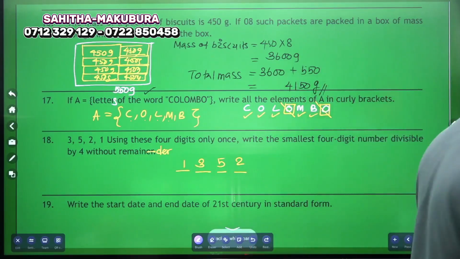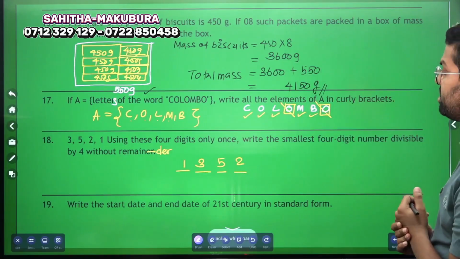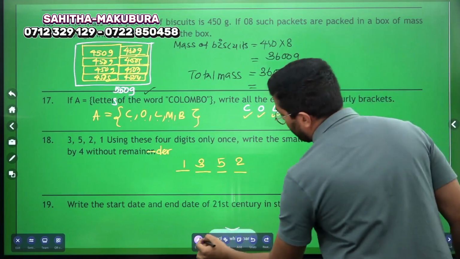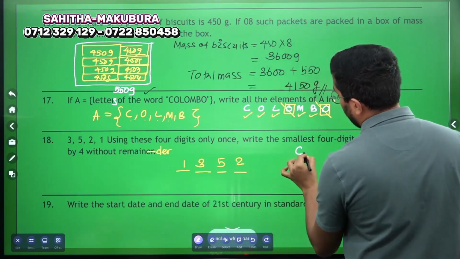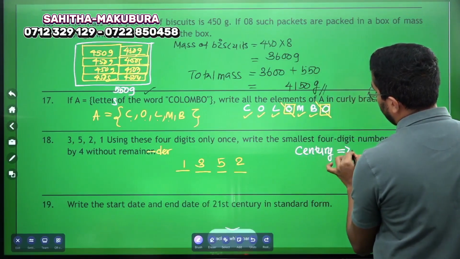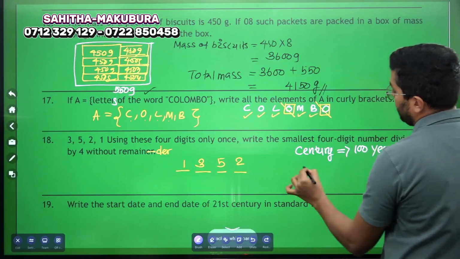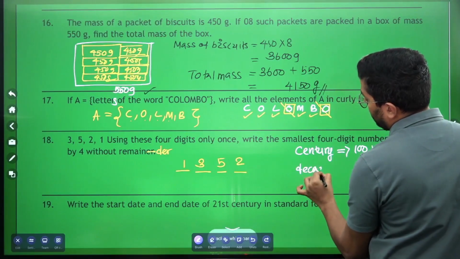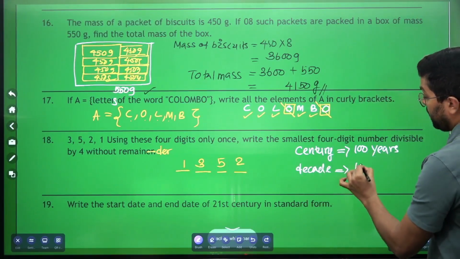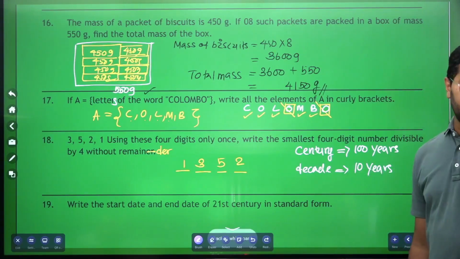Very good. Very nice. Write the start date and the end date of the 21st century in standard form. Puthe, how many years are there in a century? A century is a time period of 100 years. What is a decade? A decade is a time period of 10 years.